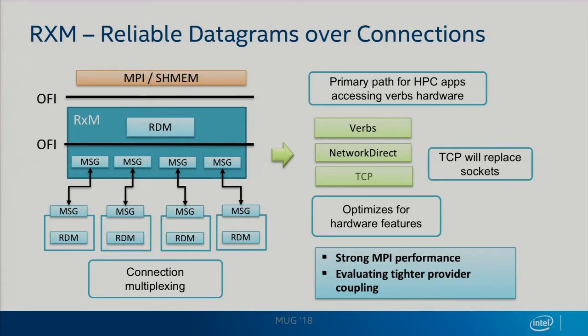So what do I mean by connection-oriented transport? Say a Verbs reliable connection is connection-oriented. Windows will have Network Direct. You have TCP. You can have others too. So we have this generic entity called RxM, which emulates a reliable datagram endpoint, which is RDM, over a bunch of message endpoints.